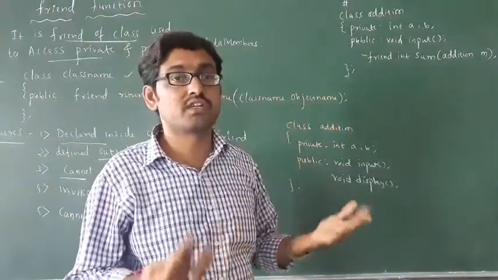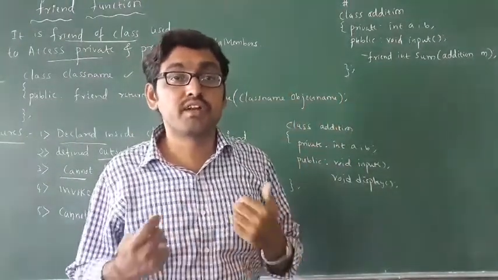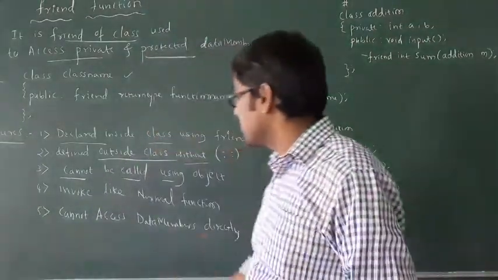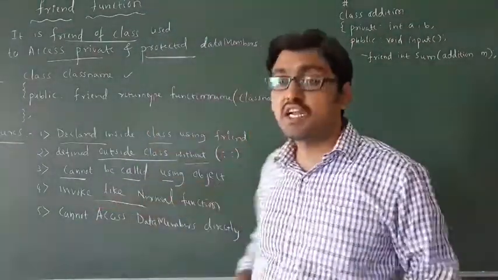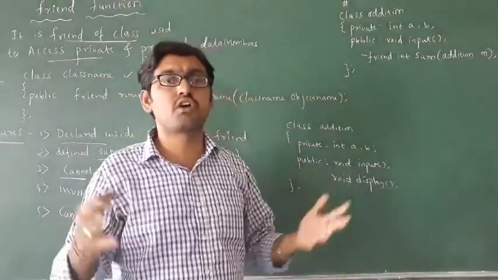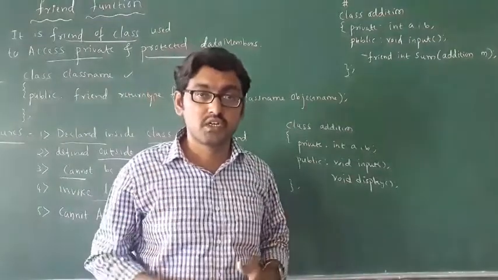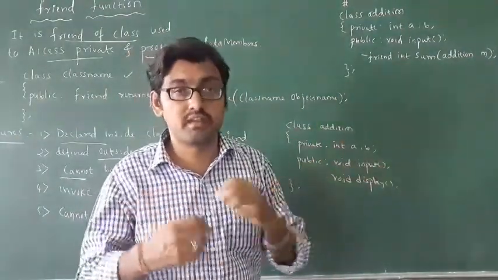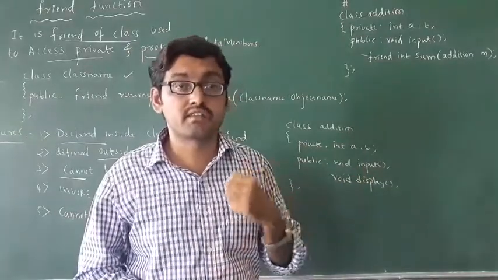Why? Because sum is a friend of the class addition. It is a friend function. Okay, this you have to remember. Next, you can invoke a friend function like a normal function, without using the dot operator, without using an object. You can easily access it in void main.